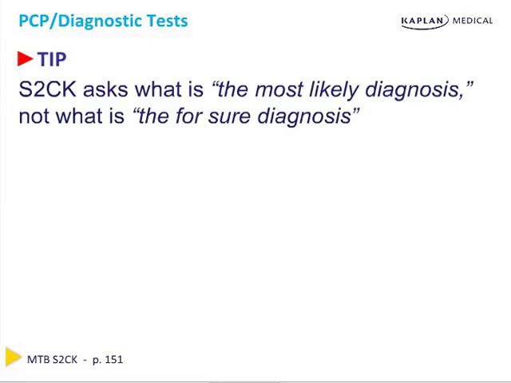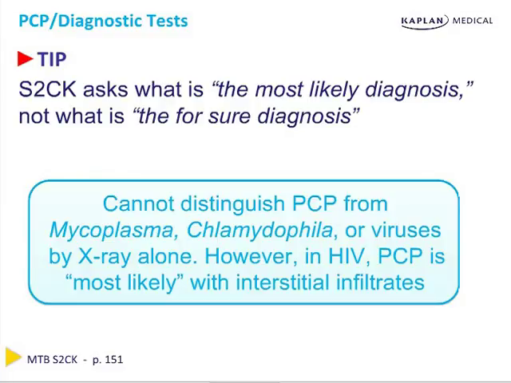Another tip for step 2 is that this test usually asks you what the most likely diagnosis is, not what the for sure diagnosis is. Therefore, with regard to PCP, remember that you cannot distinguish it from mycoplasma, chlamydia, or viruses by X-ray alone. However, in an HIV patient, PCP is the most likely answer with the presence of interstitial infiltrates.